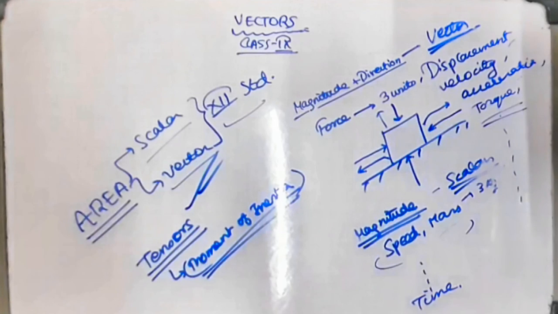So now we have an idea of what is a vector, something which needs both magnitude and direction to be specified properly. Okay, so now let me tell you how to represent a vector.